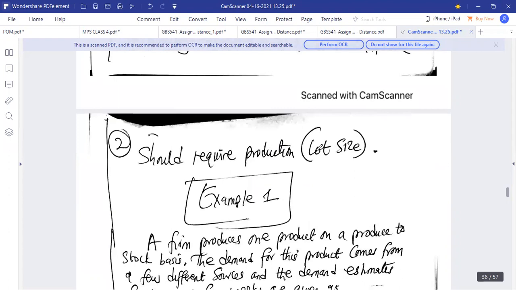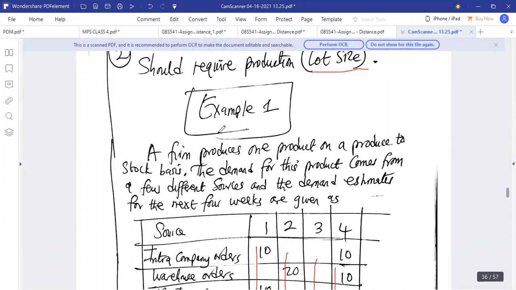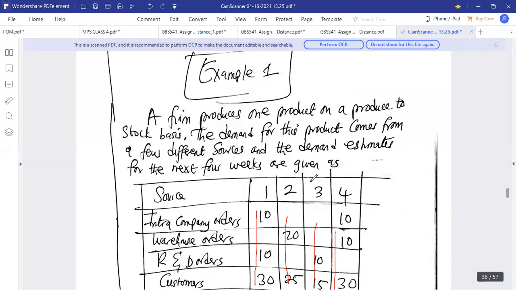So you compare, you come here and check: beginning stock is 50. Of course, this is the demand. Customers demand 50 units, and the beginning stock is 50, so we are able to meet our demand. But if beginning is 50 and demand is 50, you're going to remain with zero. Now, that zero will distort the rule, which is that inventory level should not fall below the safety stock. In our question, the safety stock is 30 units.